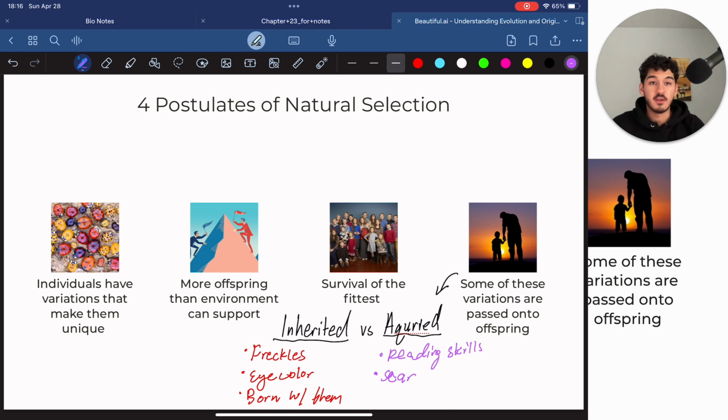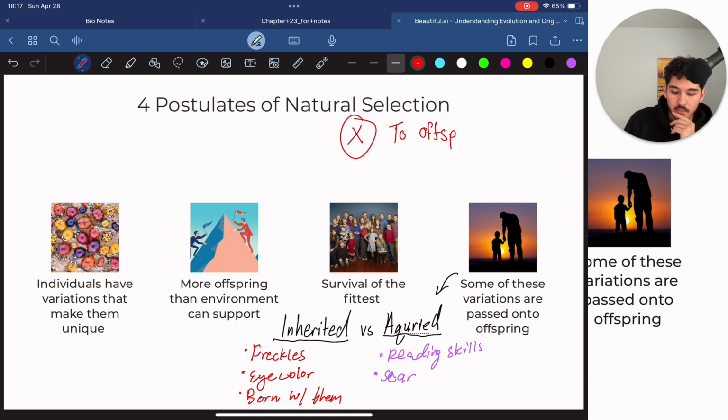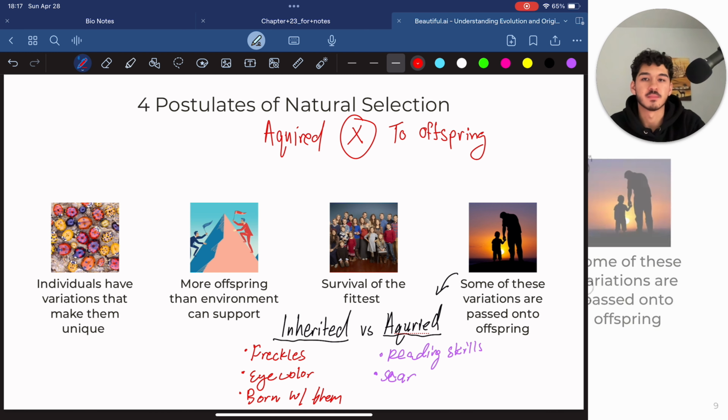For example, if there's an elephant and over his lifetime he ends up breaking a tusk, and then he meets his partner and has offspring, that doesn't necessarily mean that his child or his offspring will also have a broken tusk. That's acquired. So acquired traits are not passed on to the offspring. I want to mention that. That's very important to know. Acquired traits are not passed on to offspring.